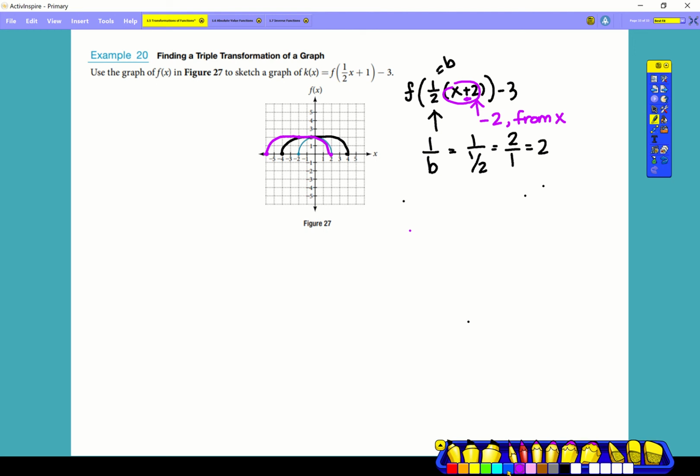Now what about this 3? That pushes it up, or I'm sorry, pushes it down by 3. And remember, it goes with the sign since it's on the outside. So 1, 2, 3. 1, 2, 3. 1, 2, 3. So it looks probably something like that.